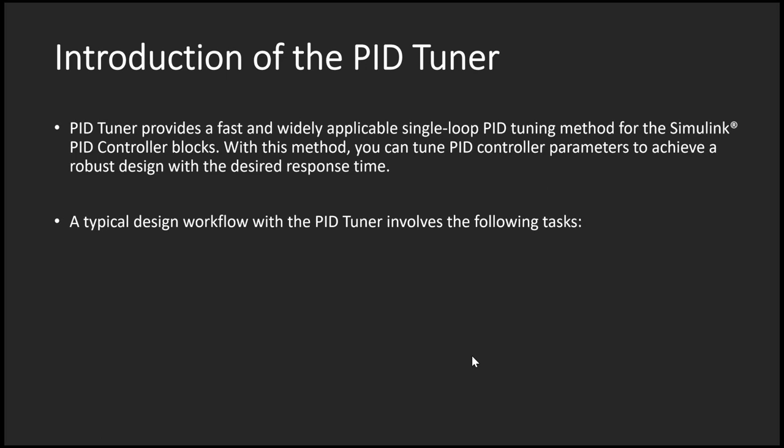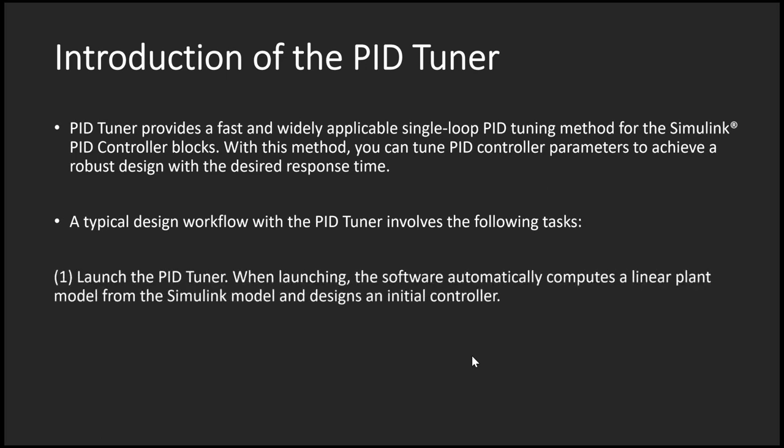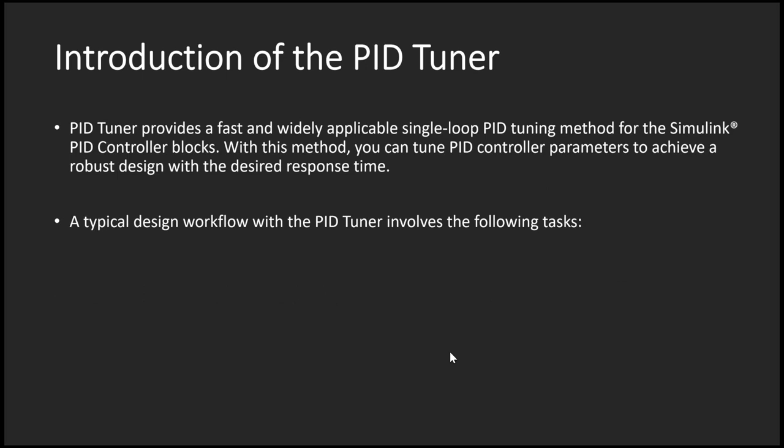There is a typical design workflow with the PID tuner involving three tasks. The first one is to launch the PID tuner, of course. You open the PID controller block, and then click on the PID tuner. When launching, the software automatically computes a linear plant model from the Simulink model and designs an initial controller.